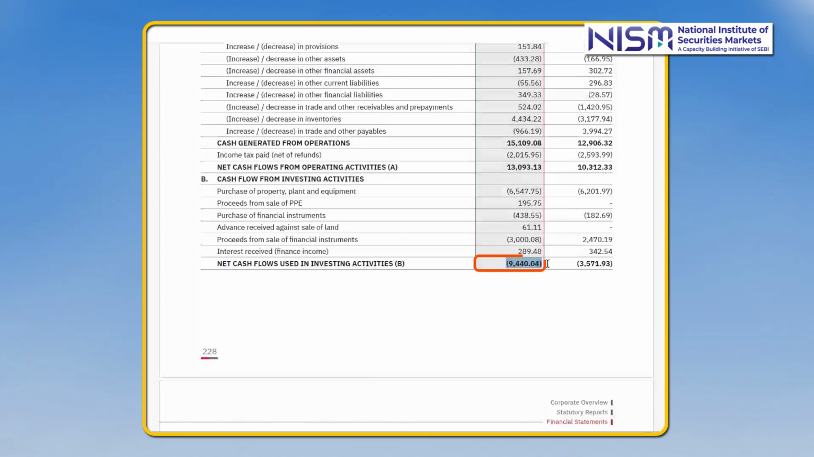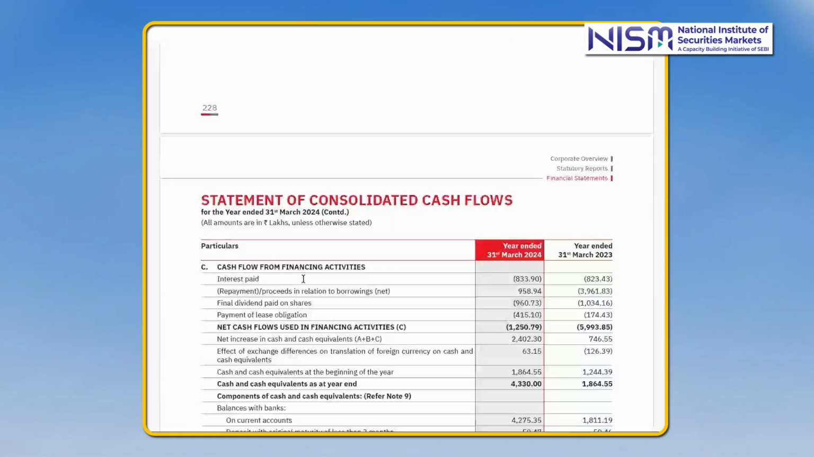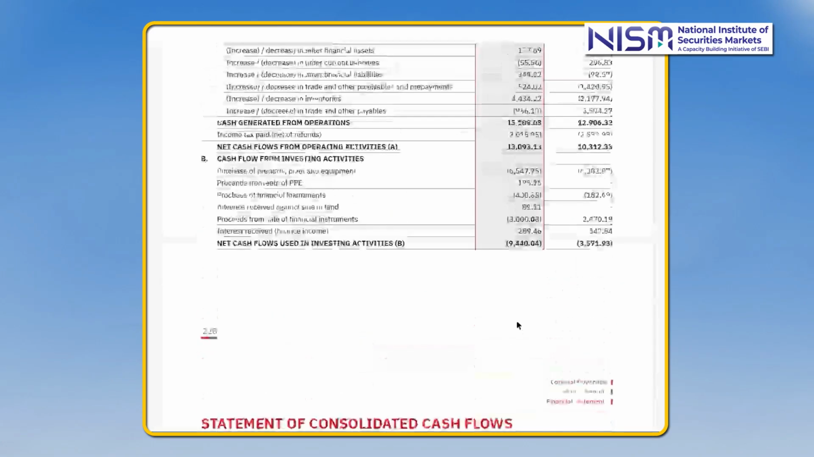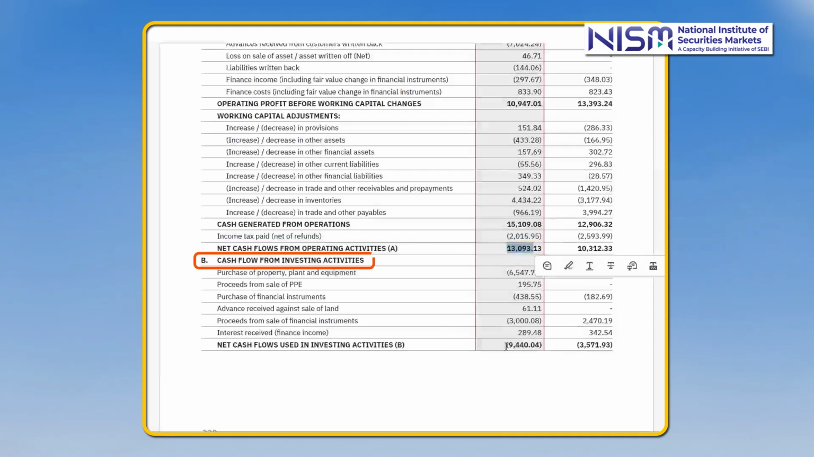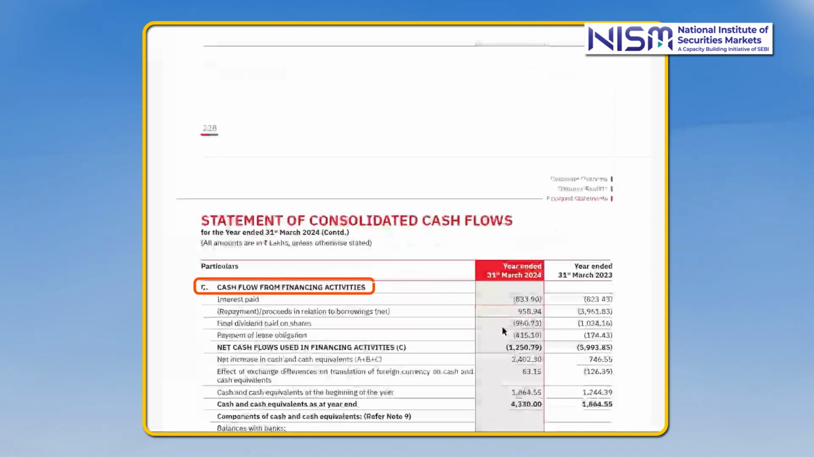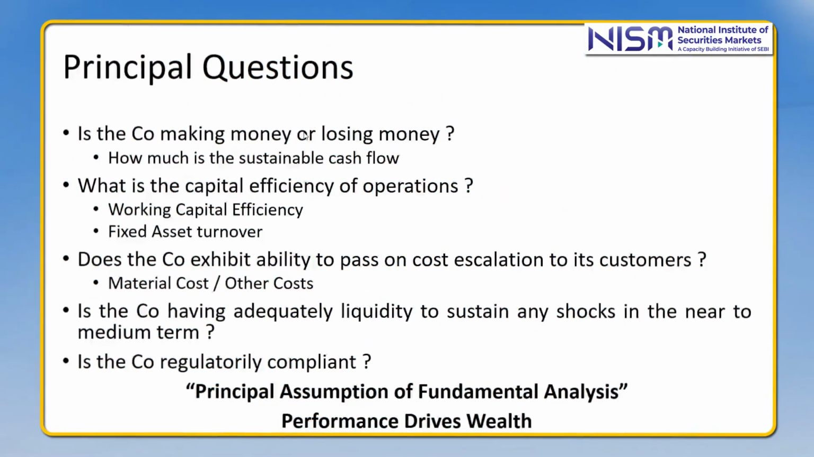How has this been funded? How much operations cash flow has the company thrown up? 130 crores. What is the cash flow from financing activity? Negative 12.5 crores. So what can we infer from here? The operating activities cash flows are sufficient to take care of the company's investing activities and the financing activities. So we have answered the first question through the cash flow: is the company making money or losing money? The answer is the company is primarily making money because it is cash positive.